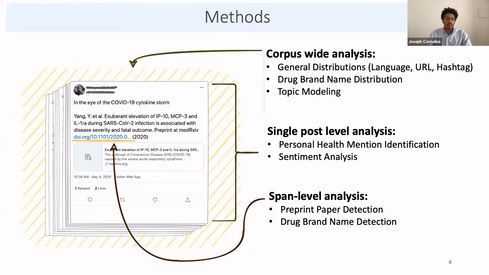The methods we use on the corpus level are mainly to construct different distributions, like the distribution of hashtags, the language, or drug brand names. But we also apply our LDA topic model, a probabilistic and unsupervised model, which is able to discover distinct topics in the underlying tweet corpus. Next, I will show you exemplarily one method from each of the three different levels.